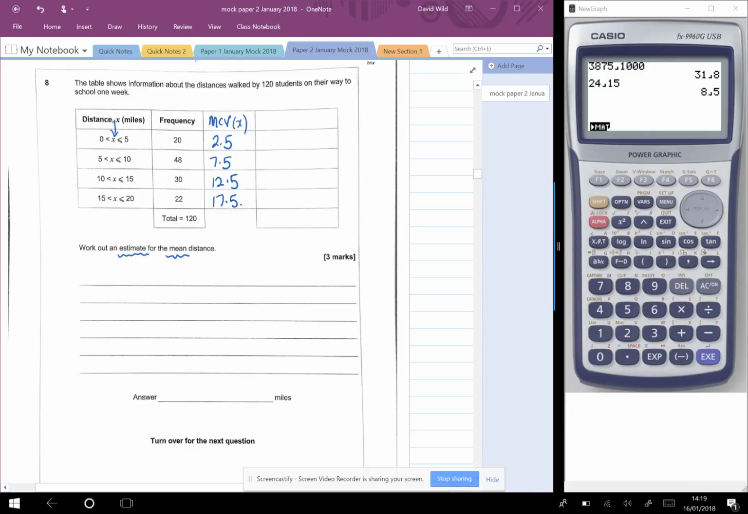Now for the mean, what we need to calculate is the x's times the frequency. So this is xf, and when we say x, we mean this x here. So this is 2.5 times 20. Okay, so 2.5 times 20, obviously we could do that in our heads if we wanted to, which is 50. 7.5 times 4.8, 36. And now 12.5 times 30, 375.